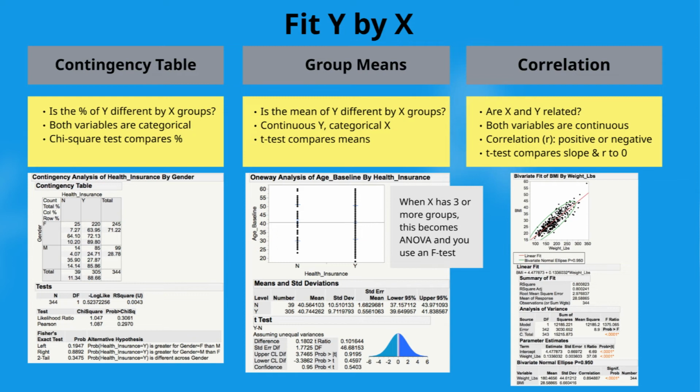And finally, in correlation, the question is, are x and y related? Both variables here are continuous, and you can assess the correlation, or R, as positive or negative: a positive correlation meaning that as X increases, Y increases, and a negative correlation meaning that as X increases, Y decreases. You can test the correlation equal to 0, or you can test the line of fit slope equal to 0. In both cases, a significant p-value will tell you that the variables X and Y are related.